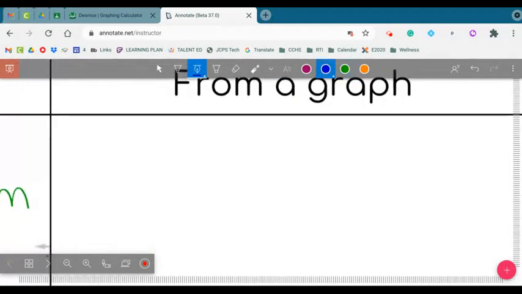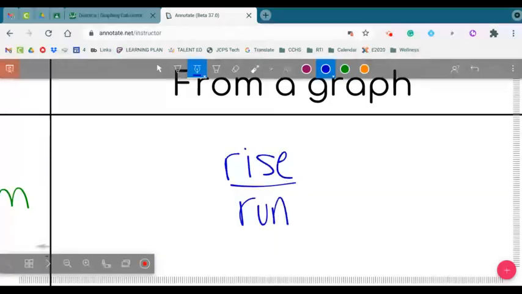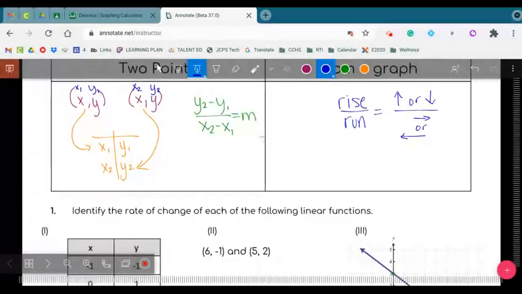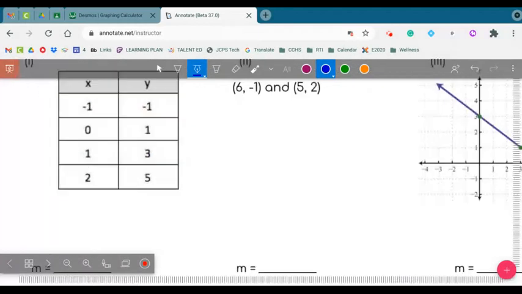From a graph, how we find it is rise over run. What that means is our rise is how much we go up or down, and our run is how much we go left or right. So we have to keep that in mind, and this is going to be in between 2 points. Okay, so let's find the slope on this first one.